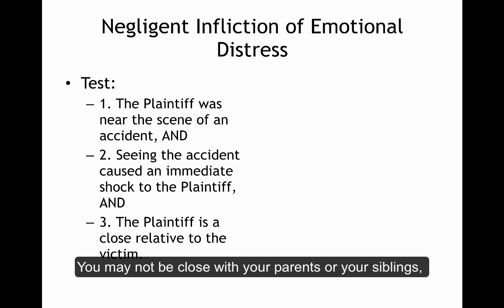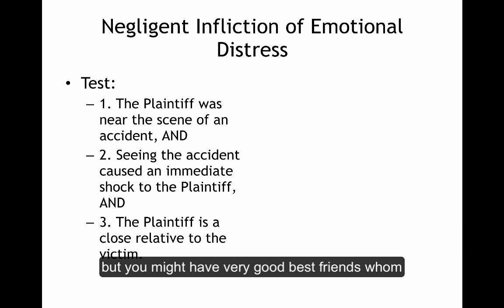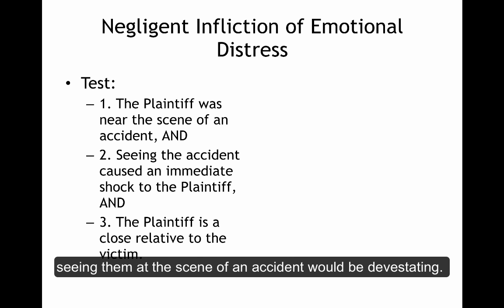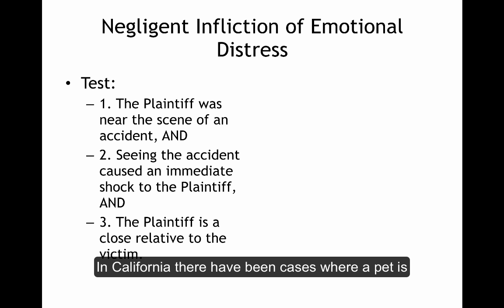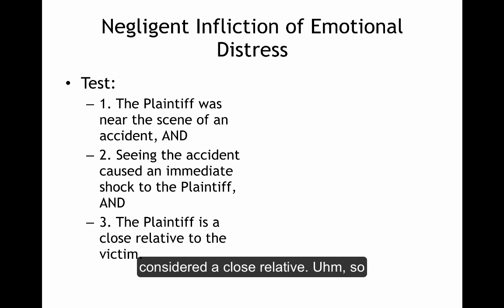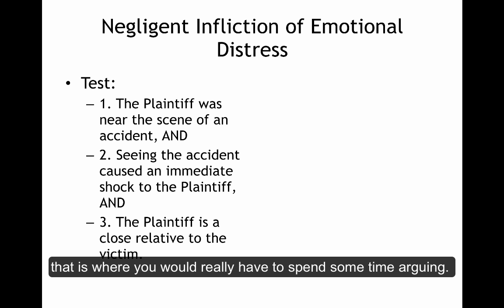You may not be close with your parents or your siblings, but you might have very good best friends who, seeing them at the scene of an accident, would be devastating. In California, there have been cases where a pet is considered a close relative. So that is where you would really have to spend some time arguing.